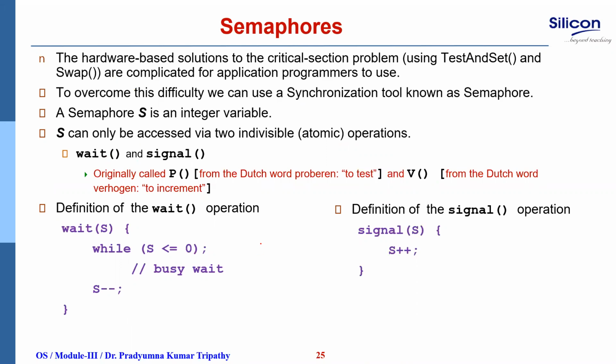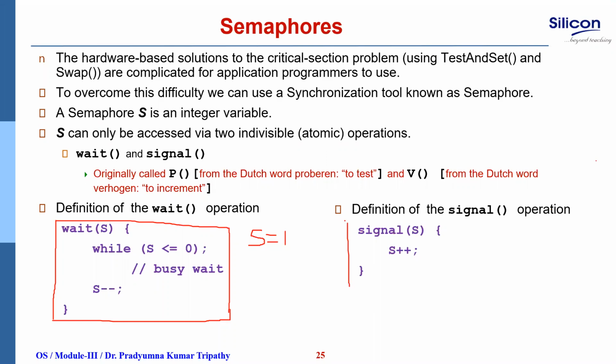Suppose this is my semaphore variable S. The S is initialized to 1. This operation is indivisible, meaning a part of it cannot be executed. Either it will execute all or none. Similarly, signal is also an indivisible operation, which means a part of it cannot be executed. Correct? Now, this is my critical section.